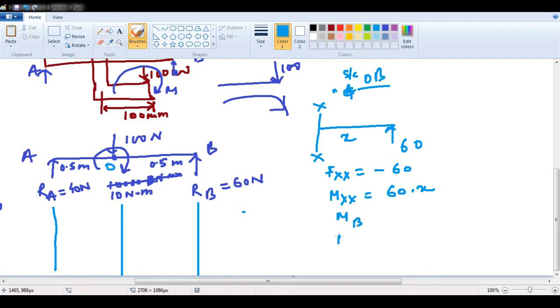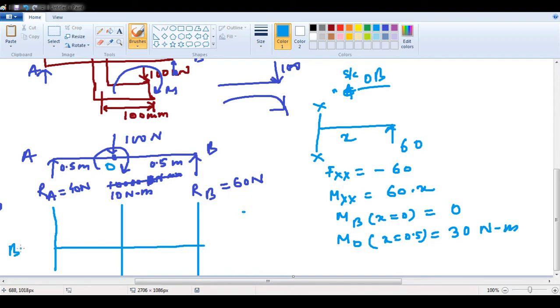So moment at B and moment at O. Moment at B at what distance? At a distance of x. Moment at A at a distance of 0.5 from B. So here moment will be 0 and here moment will be how much? Moment will be 60 into 0.5, that is nothing but half of 60, that is 30 Newton meter. Both are on the positive side. Since we are making only the bending moment diagram, I only concentrate on bending moment. So in the bending moment diagram, this is 0 and then this is 30 Newton meter. So now join this.